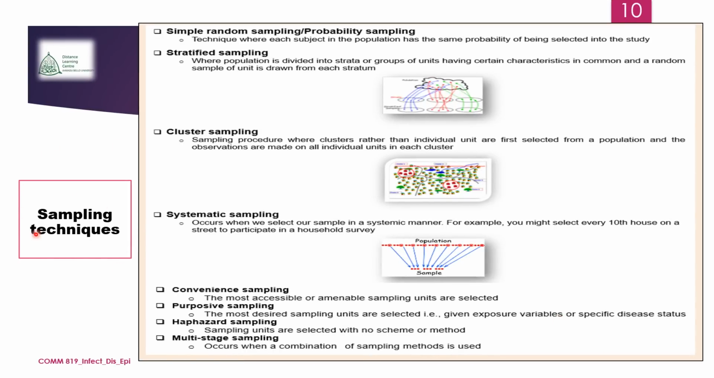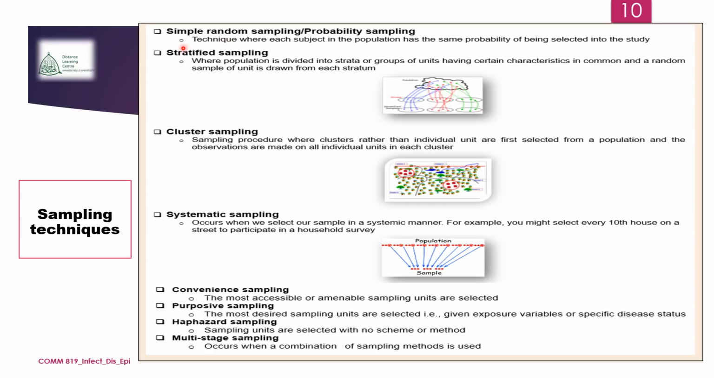Here we'll be talking about the various sampling techniques. Sampling is very, very important. Like we said, epidemiological studies are usually scientific in nature. They follow a systematic approach, so the sampling is very important to the type of study to be carried out. And one such sampling is simple random sampling, or some call it probability sampling.